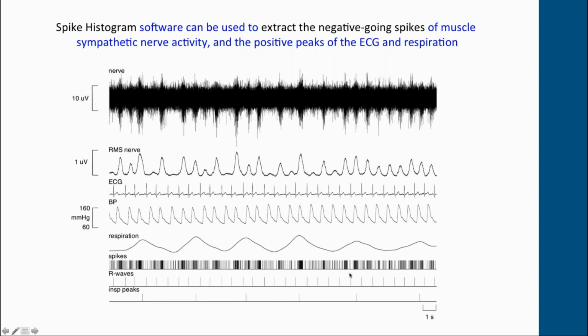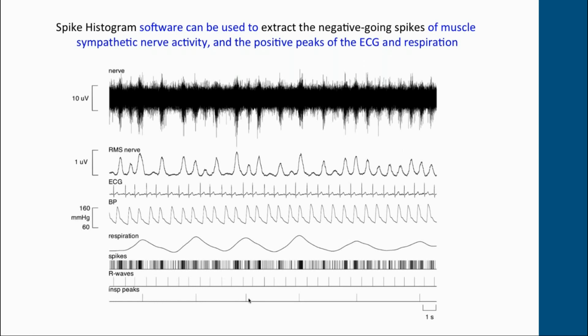Now, you may ask why we are interested in getting that. Well, it gives you another way of analyzing muscle sympathetic nerve activity, or skin sympathetic nerve activity for that matter. Here you can just measure the burst frequency and burst incidence. You could measure the amplitudes, but by getting the spike timing of the sympathetic nerve activity and the event timing of the ECG R waves and the inspiratory peaks, we can generate autocorrelation histograms and cross-correlation histograms.